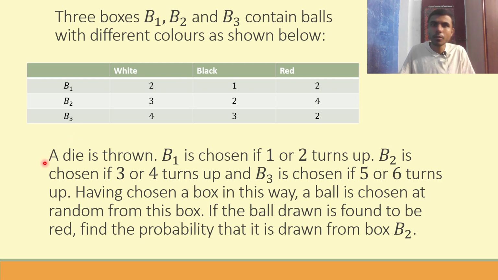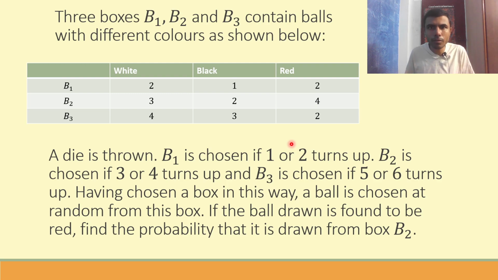Next, they are telling us a die is thrown, and B1 is chosen if one or two turns up. You throw a die. That means you choose box 1 only if one or two comes up. What is the probability that either one or two will come on the die? My number of favorable events is 2. It can be either 1 or 2.